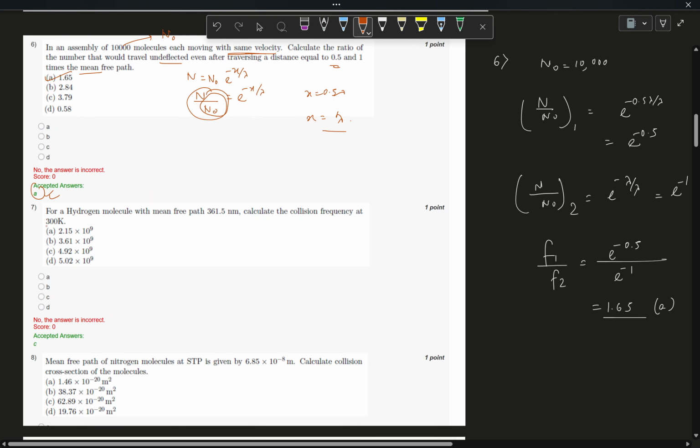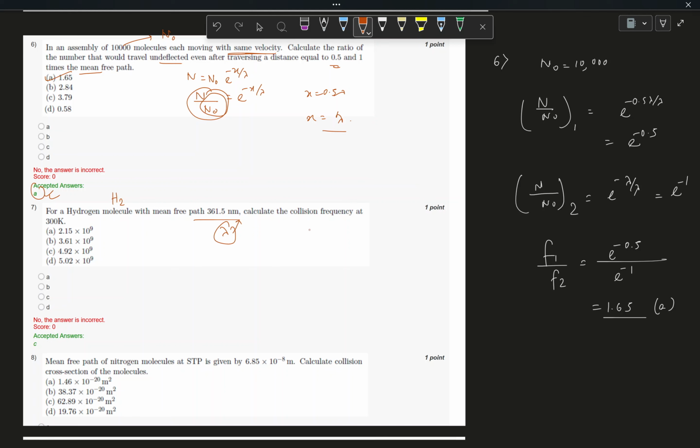Then you have question number 7, which says that for a hydrogen molecule with a mean free path of 361.5 nanometer, calculate the collision frequency at 300 Kelvin. So first of all, the molecule is a hydrogen molecule, which is diatomic. That means it is H2, 2 hydrogen atoms in a single molecule. And the mean free path is given in the question as the lambda value in nanometer. So you have to take it in SI, that means in meter. Then calculate the collision frequency at 300 Kelvin.